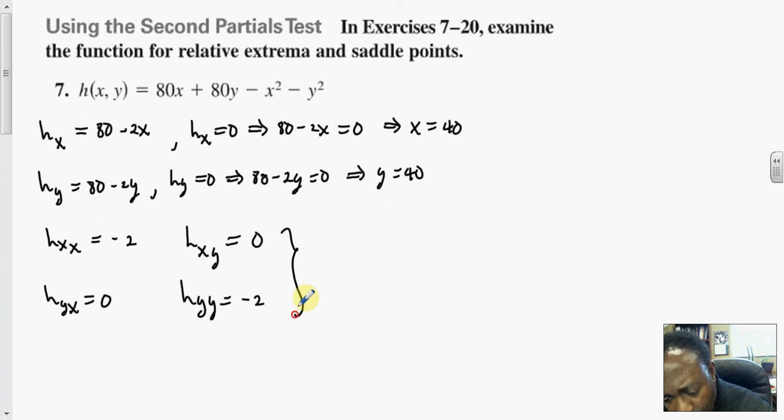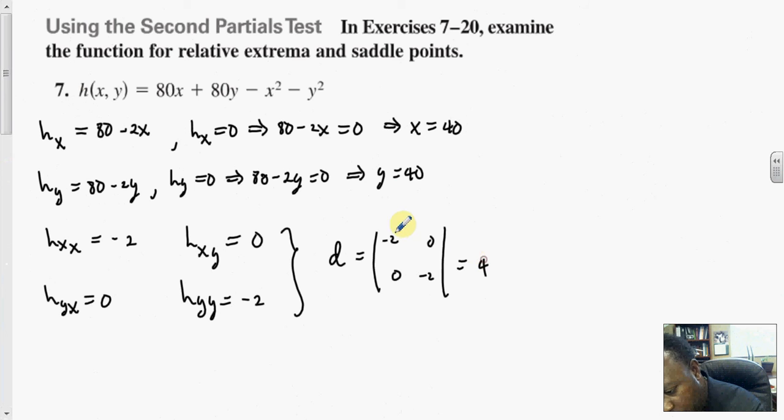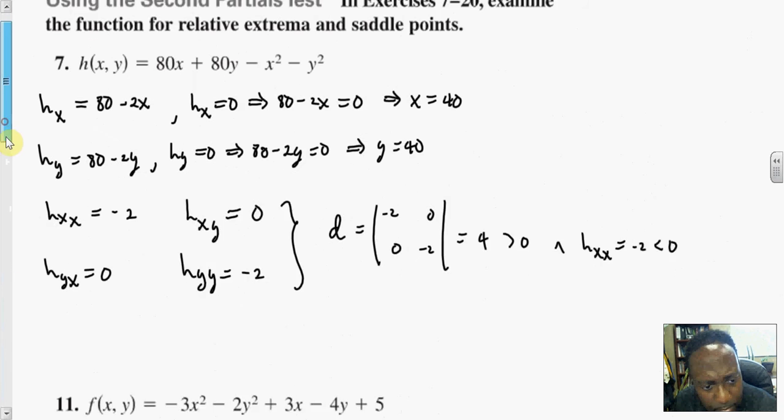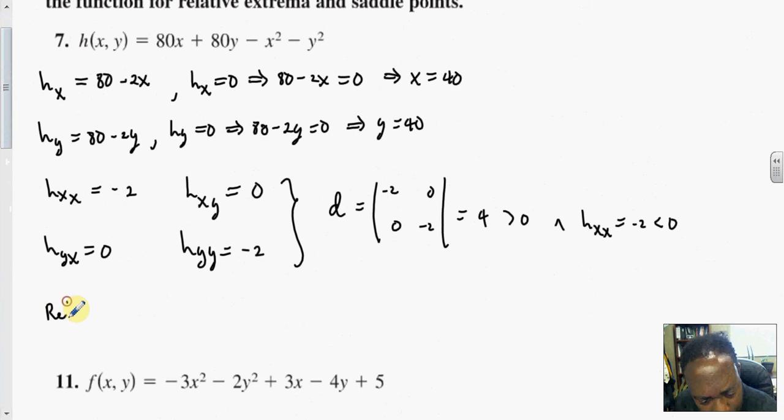Well, from here, we can build our determinant. Negative 2, 0, 0, negative 2. This gives us 4. 4 minus 0 is 4. You just want the sign, which is positive. And the second partial of h with respect to x is negative 2, which is less than 0. So here that says that the concavity is going downward, so you have a relative maximum.